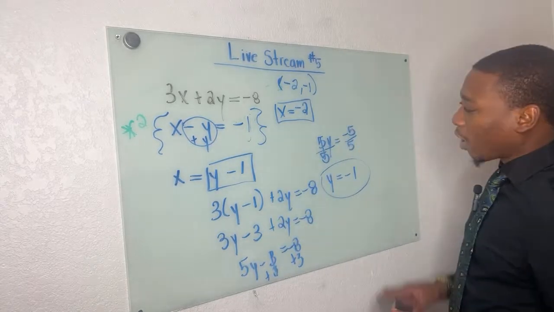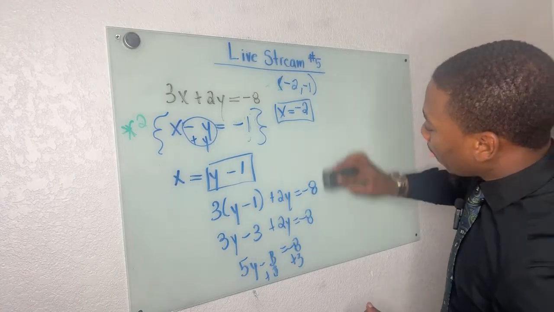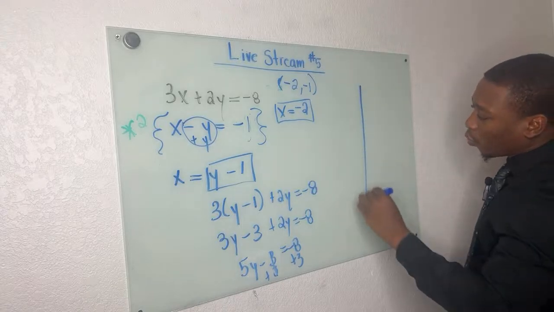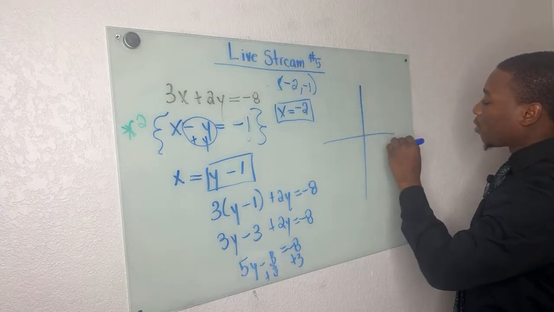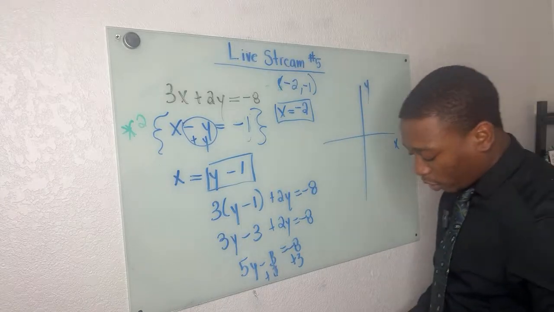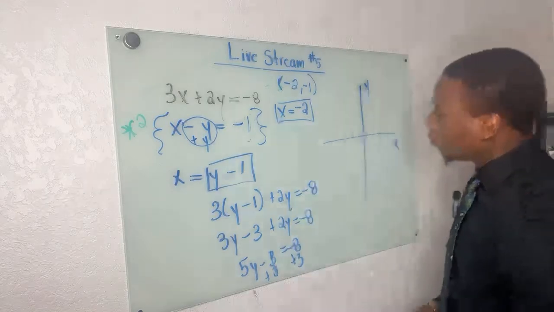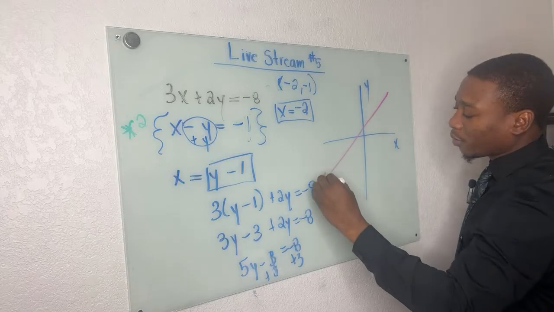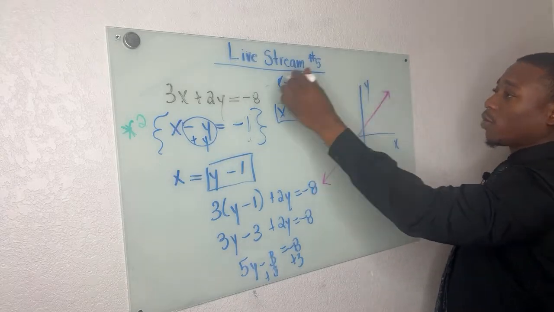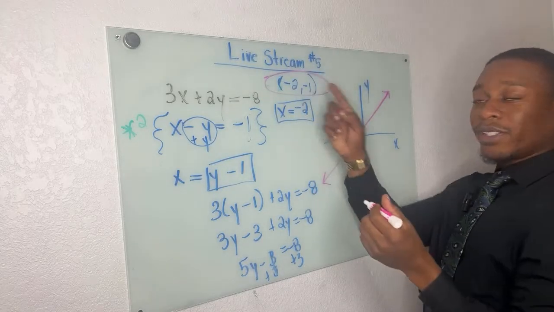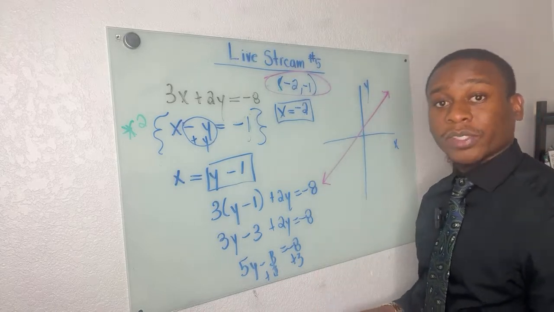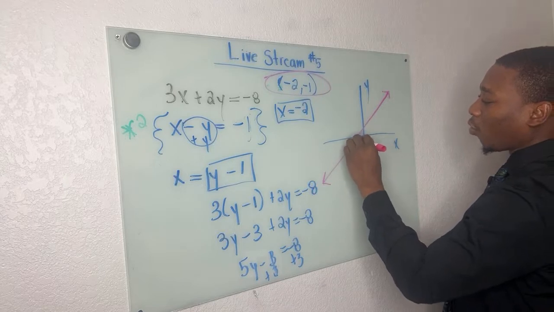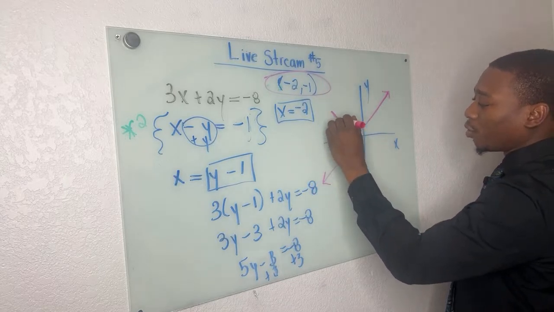So what should this graph look like? When we have one solution, right? We have our x and our y axis. On our graph, we're going to have two lines that are going to intersect. So let's focus on this point. This is the point where they're going to intersect, that ordered pair. So let's just say that's right here, -2, -1.